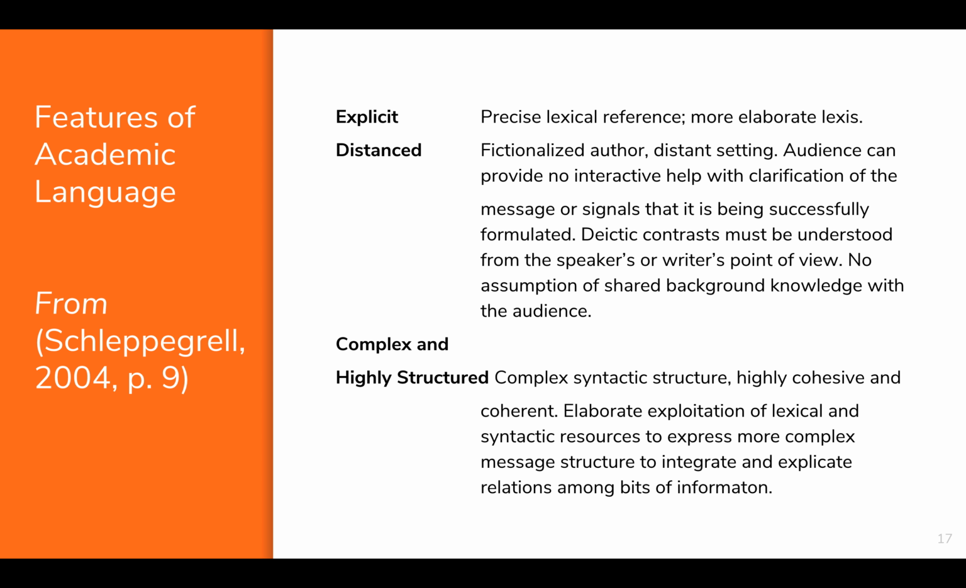And then finally, academic writing is complex and highly structured. It has a complex syntactic structure. That just means it has a complex grammatical form to it. It's cohesive and it's coherent. Cohesive meaning it's connected and ties together and flows, and then coherent meaning that it's appropriate to the purpose and circumstances for which you're writing. It uses elaborate exploitation of proper word choice and grammatical resources to express complex messages and structures, and to integrate and explain relations between pieces of information.